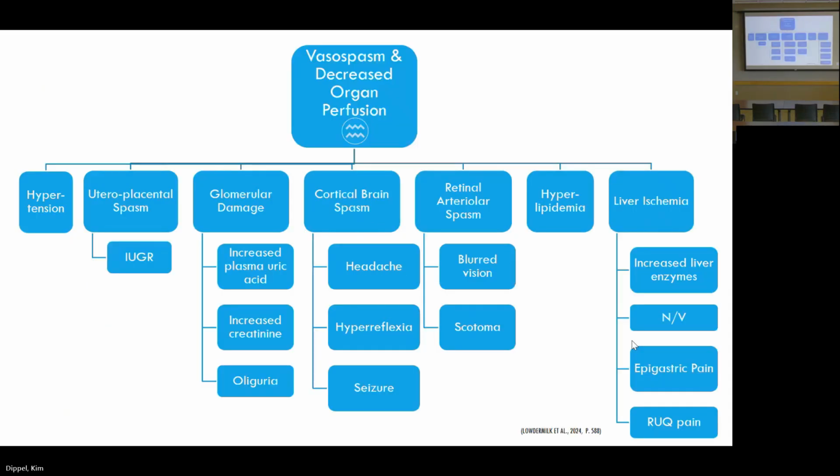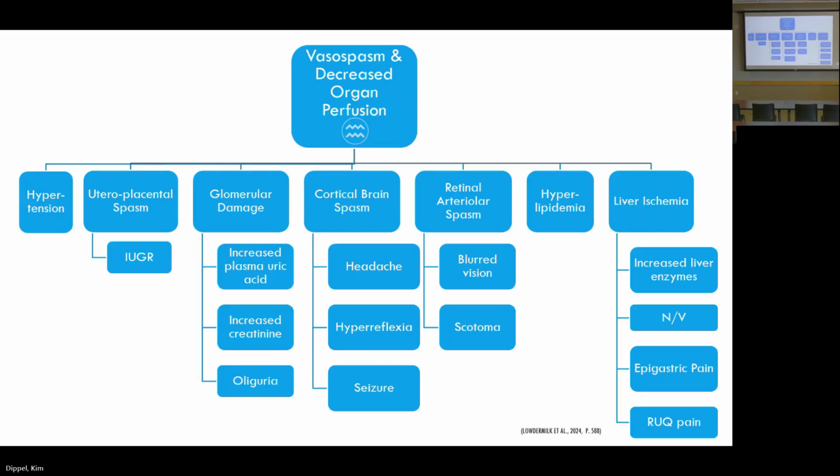On this next slide, even though it looks somewhat complicated, I love how it does factor in what happens with vasospasm and decreased organ perfusion in every aspect of hypertensive disorder. So here you have hypertension, but uteroplacental spasm. Well, the fetus has intrauterine growth restriction. What happens to the kidneys? Well, if you can remember normal physiological changes in pregnancy, you have an increase in glomerular filtration rate, GFR.